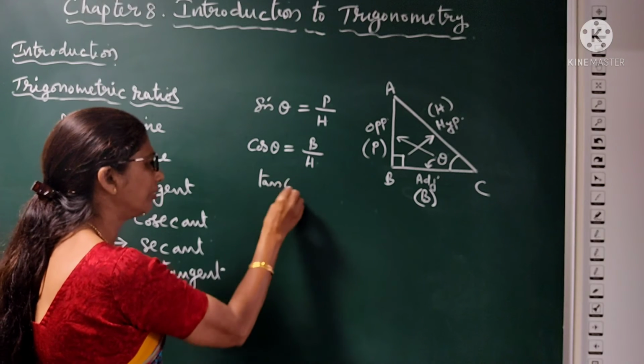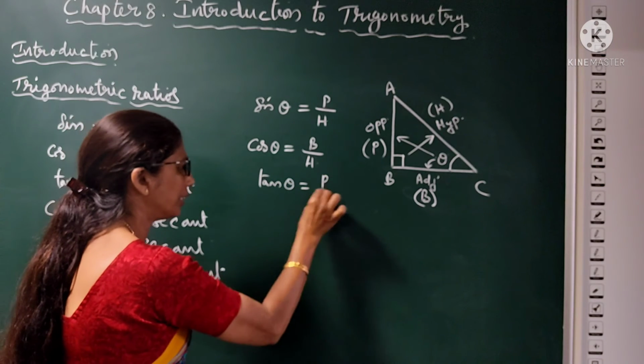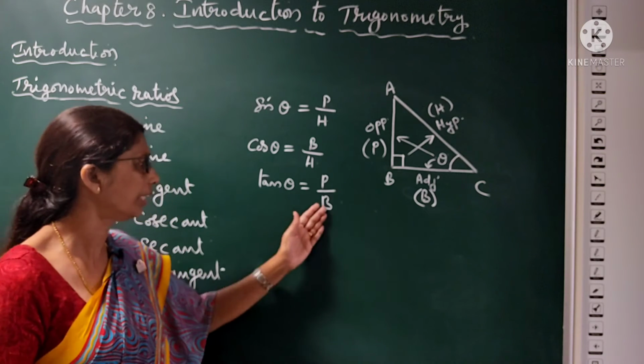Now it is coming tan theta. The third one, tan theta is P upon B. This way we can represent.